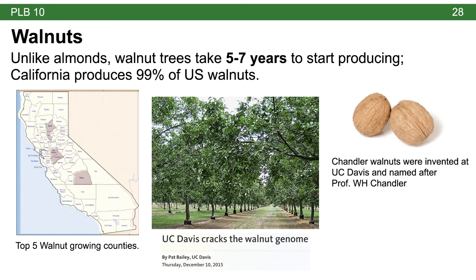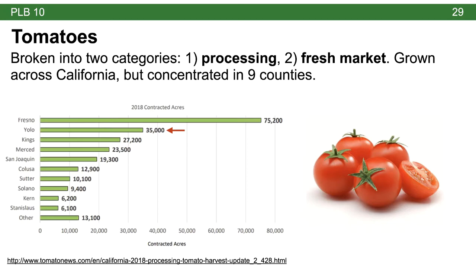Tomatoes are important all across California and can be broken up into 2 categories. The first is processing tomatoes, which are the tomatoes that are oftentimes used in sauces, things like ketchup. And the second are fresh market tomatoes. These are the ones that you usually buy in stores and put on sandwiches. Now, tomatoes are grown across California, but they're really concentrated in just 9 counties.